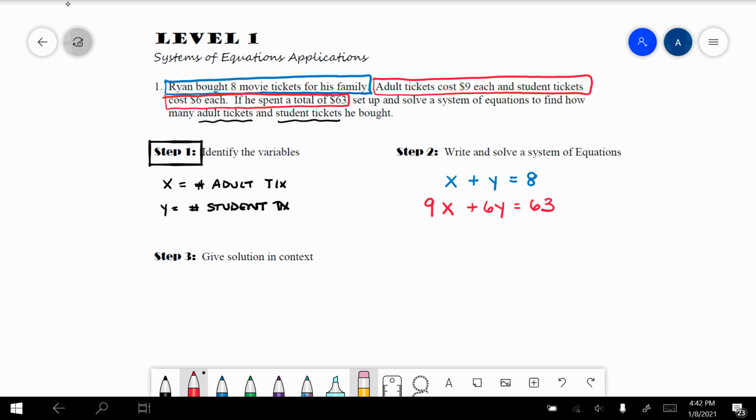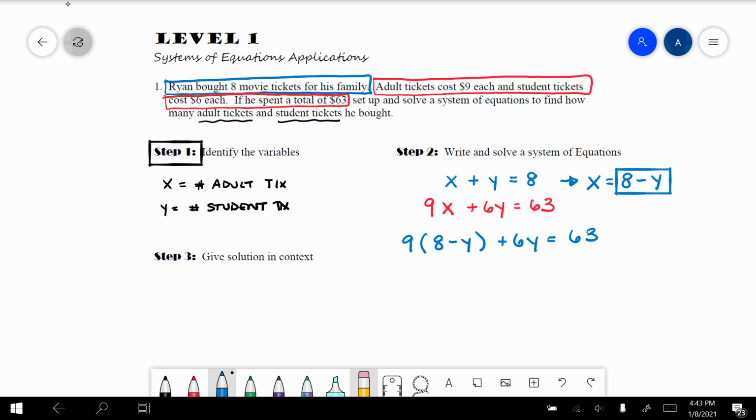So now from here, we need to figure out if we're going to use substitution or elimination. Honestly, this is a pretty easy substitution and elimination problem. So I'm just going to go ahead right here and I'm going to use substitution. I'm going to solve for X in the first equation because it will be the easiest. And we're going to subtract the Y over to the other side. So now all I need to do is take the X equals 8 minus Y and substitute that in down here for X. So it goes 9, replace the X with 8 minus Y, and then we write the rest of the equation down, plus 6Y equals 63.